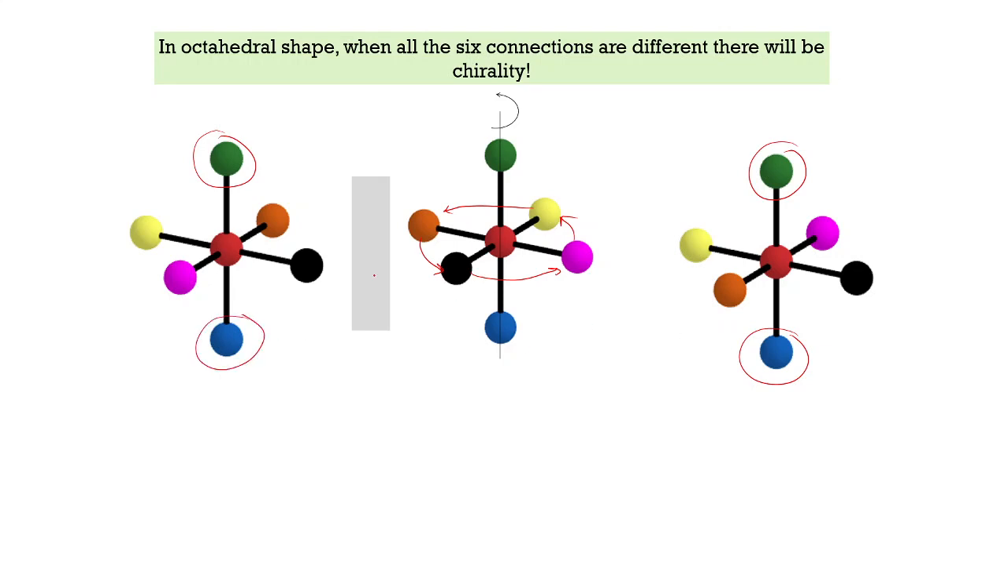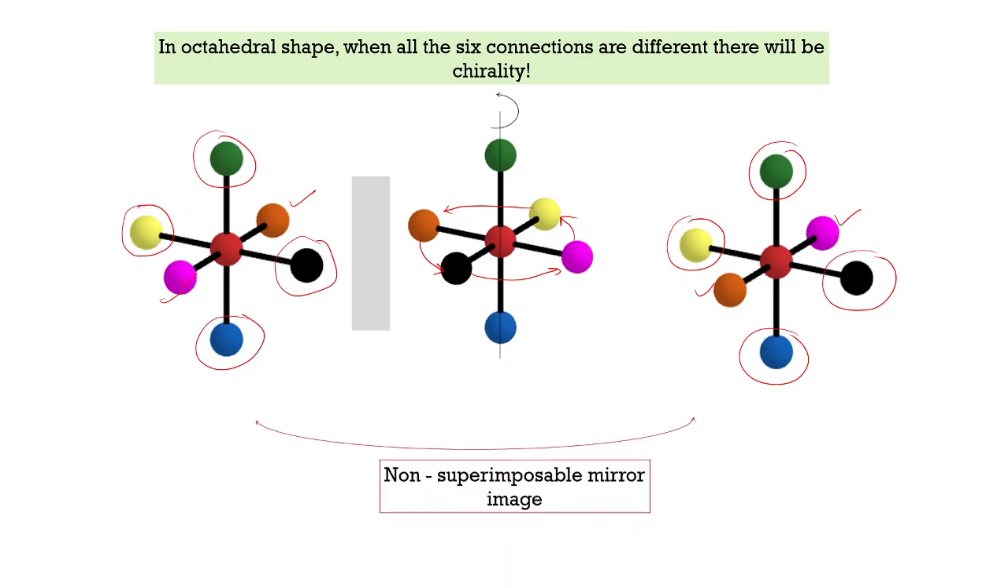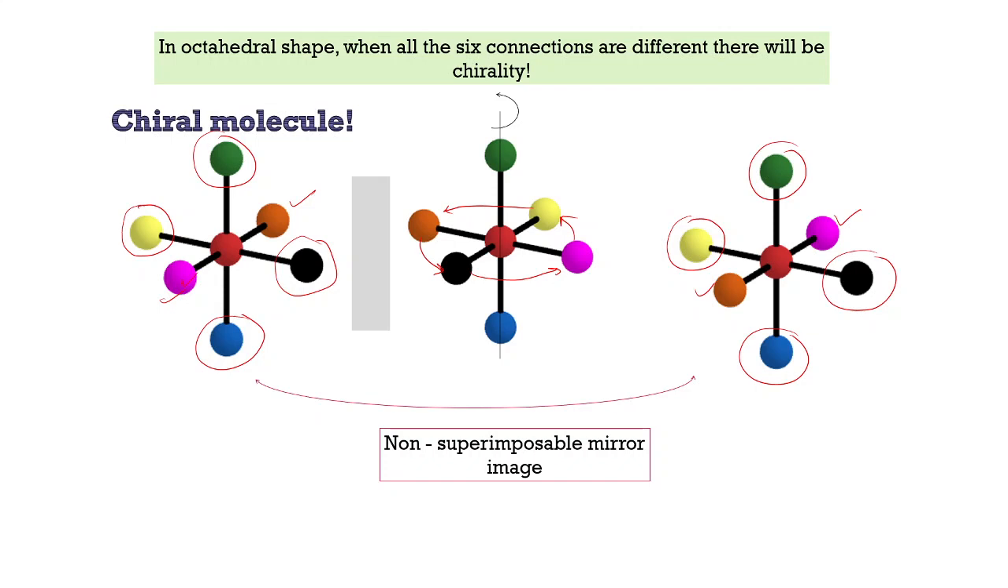blue is superimposed, black and black, they are superimposed. But the other three groups, yellow is also superimposed, but these two here, they are not getting superimposed. So the whole molecule has a non-superimposable mirror image, and there is chirality in the octahedral shape also, right? Perfect.